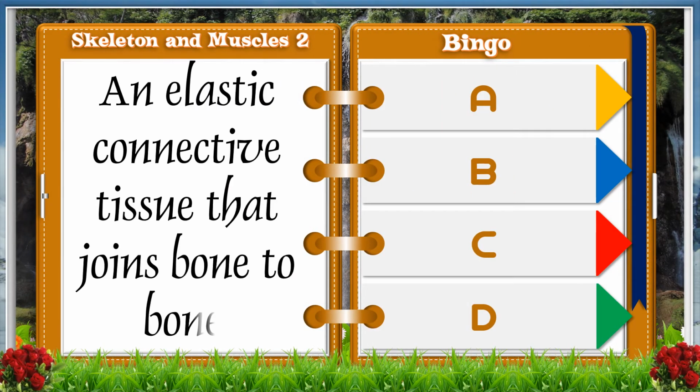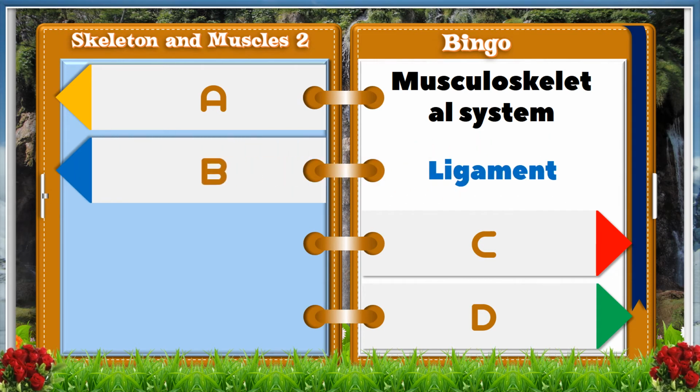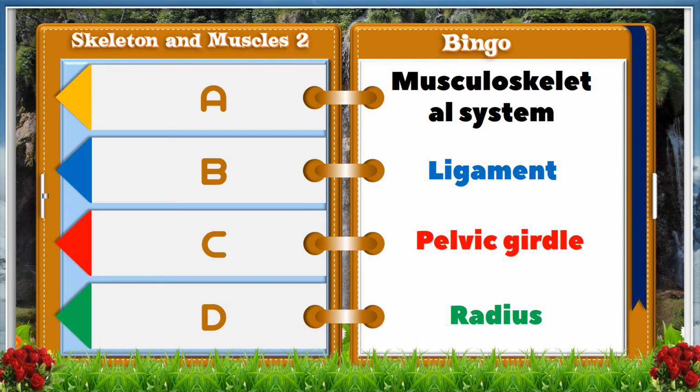An elastic connective tissue that joins bone to bone. A. Musculoskeletal system. B. Ligament. C. Pelvic girdle. D. Radius. And the answer is B. Ligament.